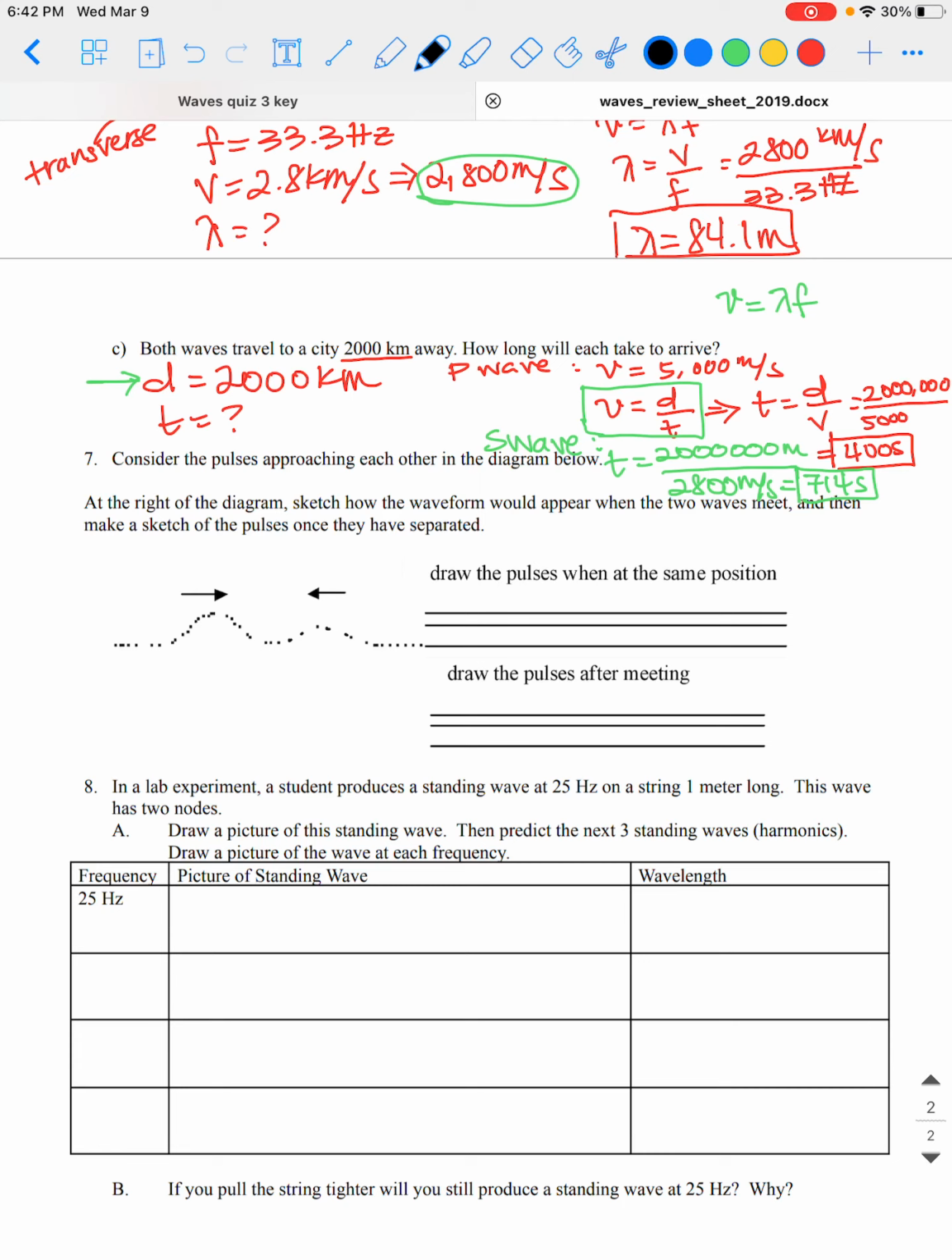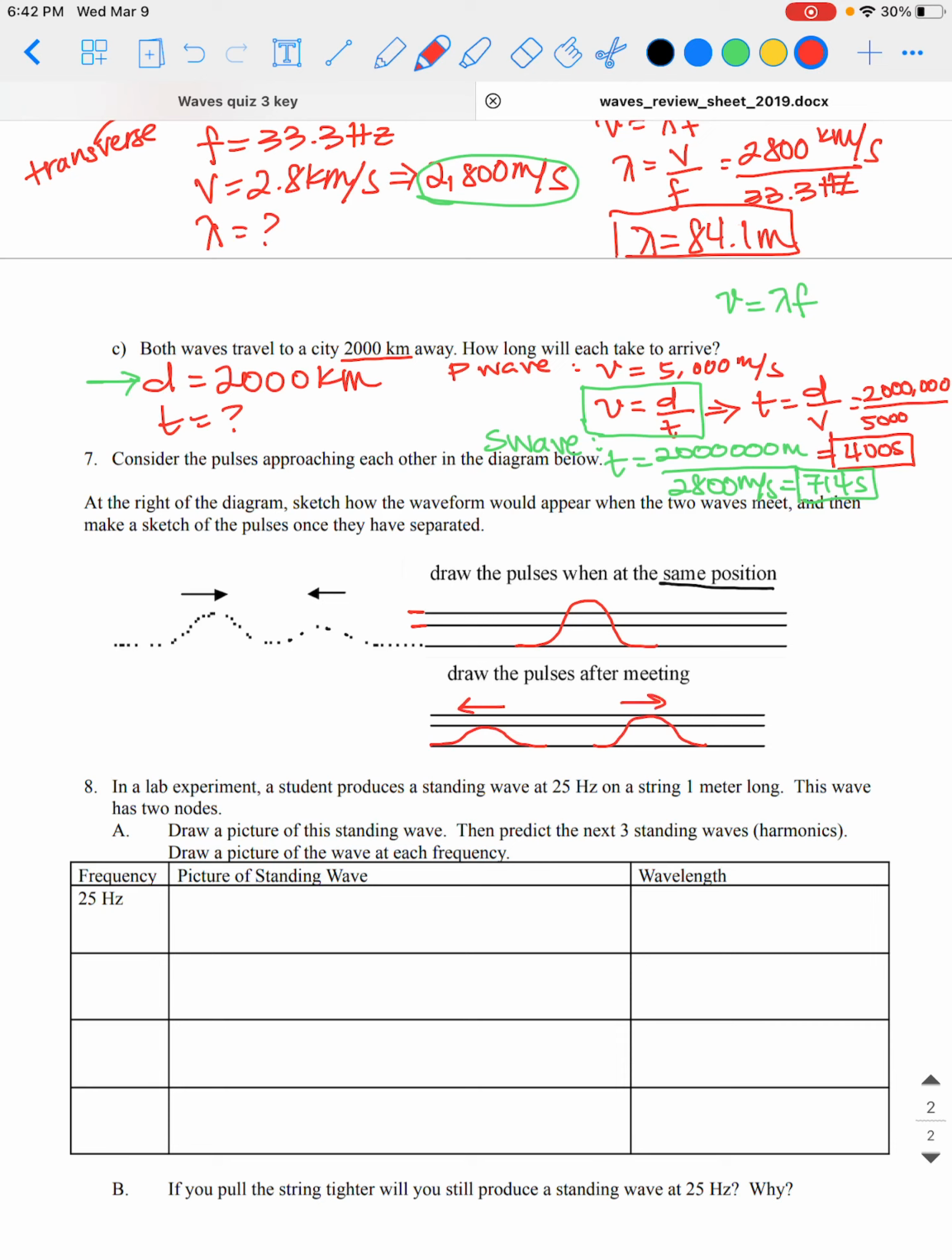And so as they approach each other, when they're at the same position, I'm going to use my red pen, their amplitudes are going to double. So since this hits the first level and the second wave hits the second level, if I add them together, they're going to end up a little bit higher than those first two lines. And then after meeting, I'm going to have the smaller pulse go through the bigger pulse. And so it would look like this.